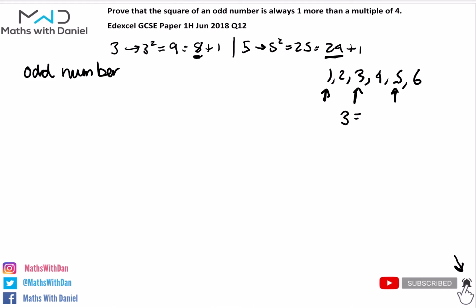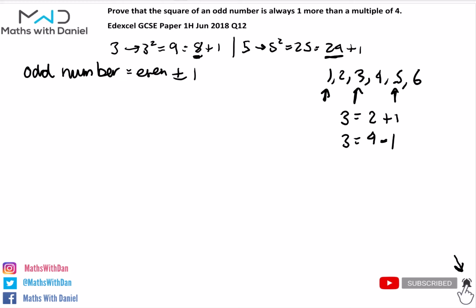So I could say that 3 is the same as, well, going 1 up from 2, so 2 plus 1. Or I could say 3 is the same as going 1 down from 4, 4 minus 1. And you can see the 2 and the 4 are both even numbers. So therefore you can see that an odd number is just an even number plus or minus 1, isn't it? So how can we express that though with letters?